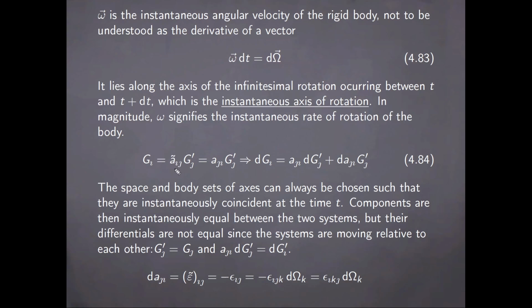So the elements here, and given the orthogonality of this matrix, this relation is equivalent with the one written here. And if we now differentiate it, we obtain this expression for the differential elements of G. So it's a sum between the differentials of the elements of the rotated vector multiplied with the elements of the transposed matrix plus the differential of these elements multiplying the components of the vector.